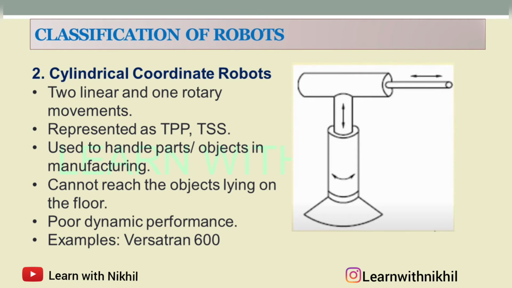It is used to handle objects, but it cannot reach objects lying on the floor. As you can see, the topmost 2 parts cannot bend, so it can't reach objects lying on the floor, as it moves just up and down, it doesn't bend. It has poor dynamic performance, and an example is the Versatran 600 robot.